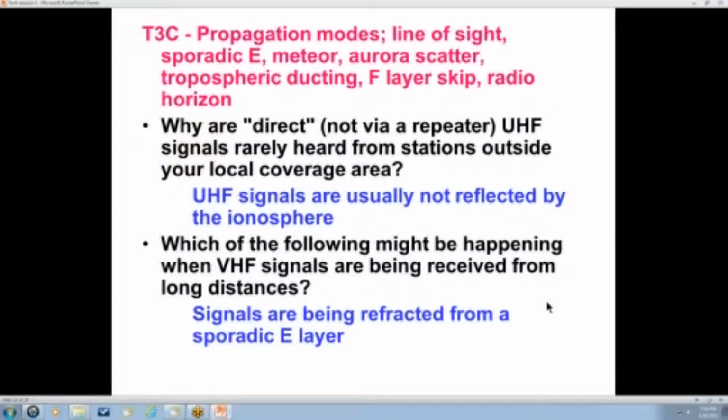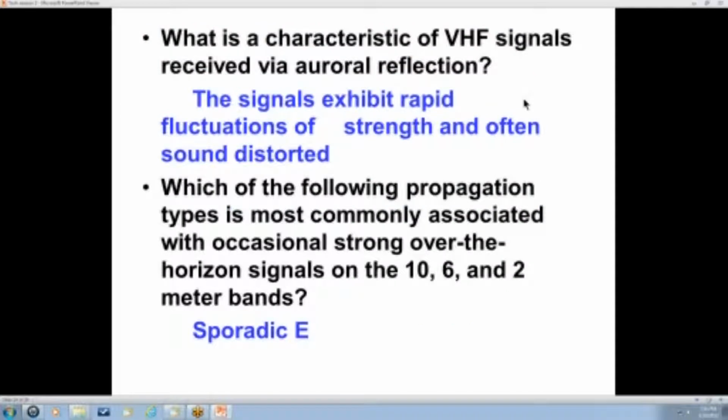What is a characteristic of VHF signals received by auroral reflection? This is one of the things we do as hams. We play around with reflecting signals off of anything that will reflect the signal, including the aurora borealis, the northern lights. And signals that are reflected off of there show rapid fluctuations of strength and are often distorted.